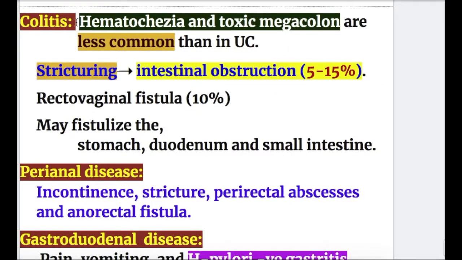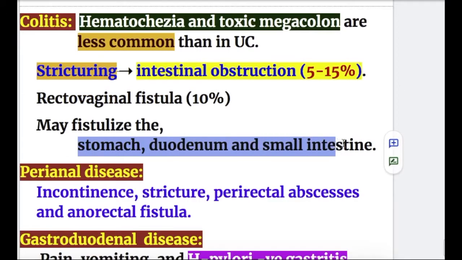Now, colitis. Features in colitis: hematochezia and toxic megacolon are less common than in ulcerative colitis. Stricturing in colitis leads to intestinal obstruction, and that occurs in 5 to 15% of cases. Rectovaginal fistula occurs in 10% of cases, and it may fistulize to the stomach, duodenum, and small intestine. So in colitis, fistula may occur to many organs including vagina, stomach, duodenum, and small intestine, and there may occur intestinal obstruction in 15% of cases. But hematochezia and toxic megacolon in Crohn's disease colitis are less common.